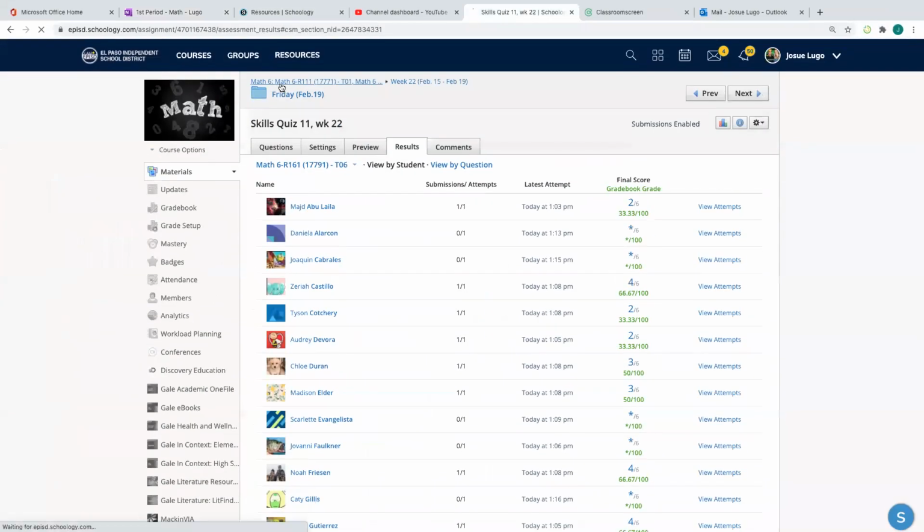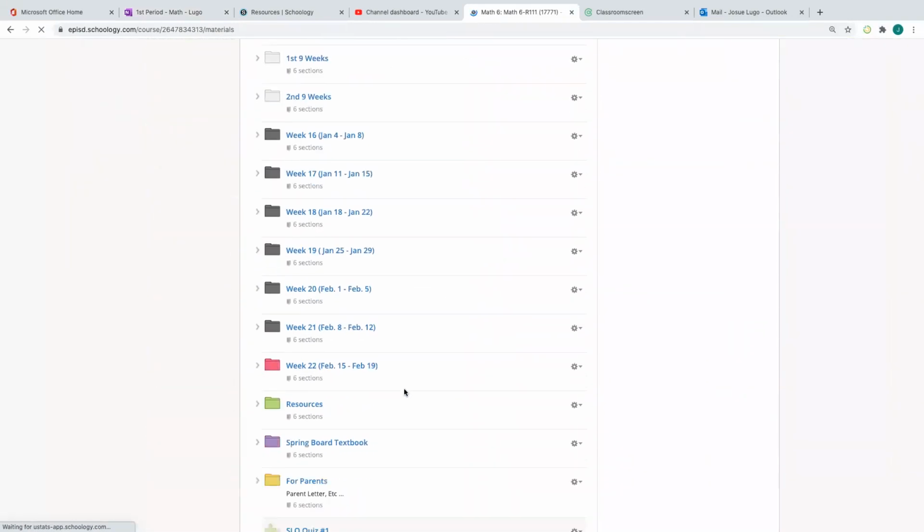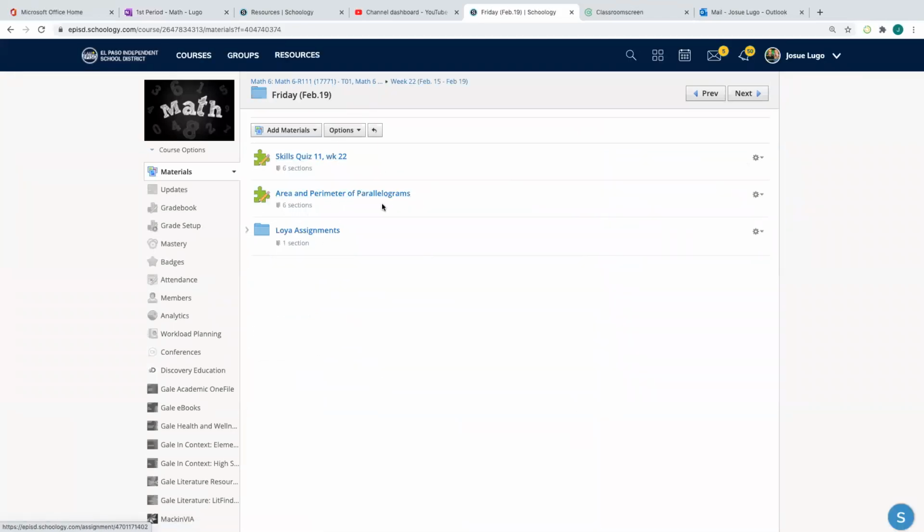So if you go to Schoology, you go to today's folder. If you go to today's folder, you will see on the second puzzle piece, area and perimeter of a parallelogram. That's where you will submit this.